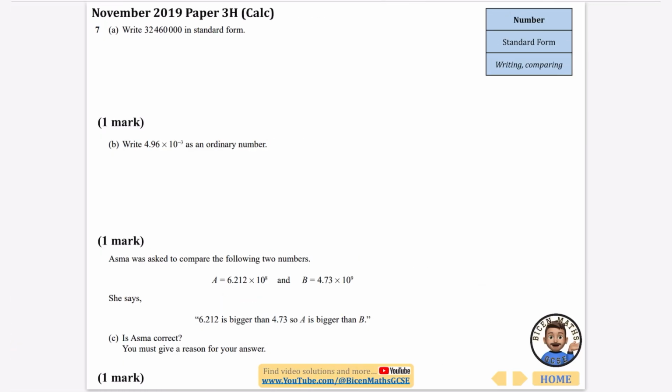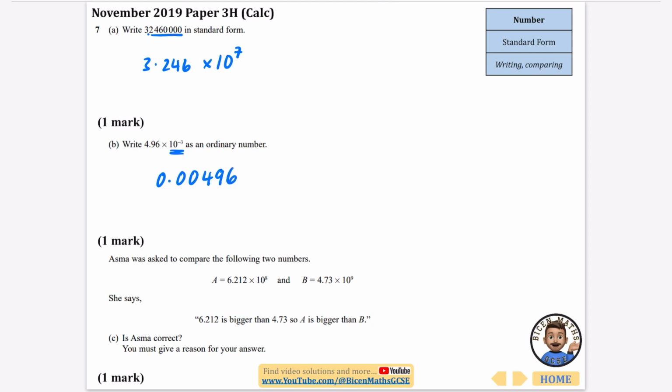Okay, so we're going to start off writing this one in standard form. Now, the beginning number is going to be 3.246, and that decimal point has got to move 1, 2, 3, 4, 5, 6, 7, including those zeros. So it is times 10 to the power of 7. Writing this one as an ordinary number, remember I said when it's with the negative powers or small numbers, it actually just tells you how many zeros there are. So it's 0.00496.